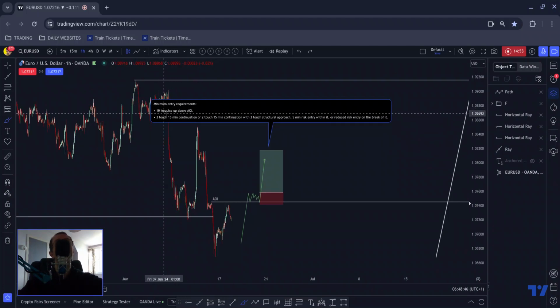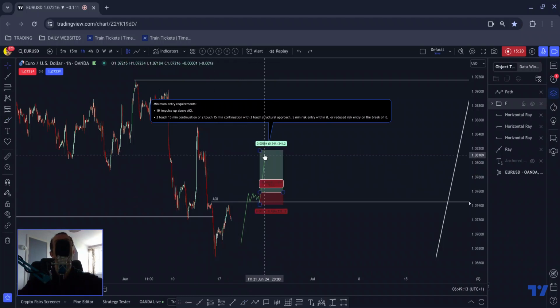Okay, so if we get a 1-hour impulse up above the area of interest, which is here, I'll be looking for a 3-touch 15-minute continuation or a 2-touch 15-minute continuation with a 3-touch structural approach. And then my rules are, if it's a 15-minute continuation, I can drop into the 5-minute chart to look for a risk entry within it, or a reduced risk entry on the break. And then I'll be able to manage this up to this first inflection point, which I don't think holds much weight, for something in the region of 3.5%.